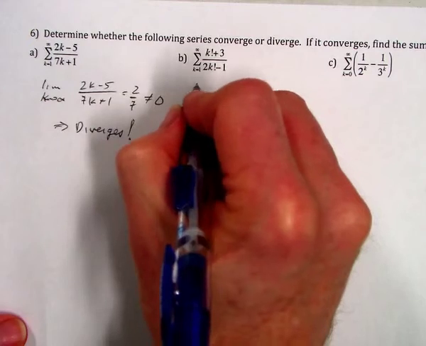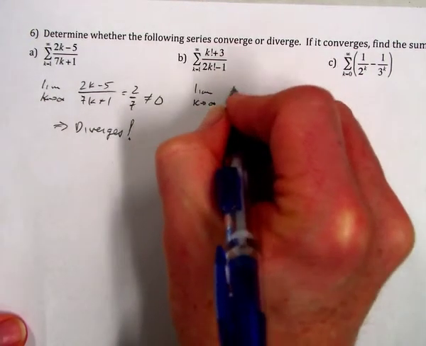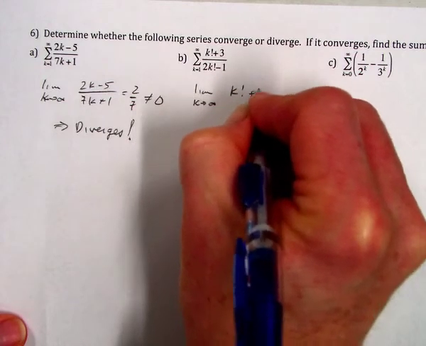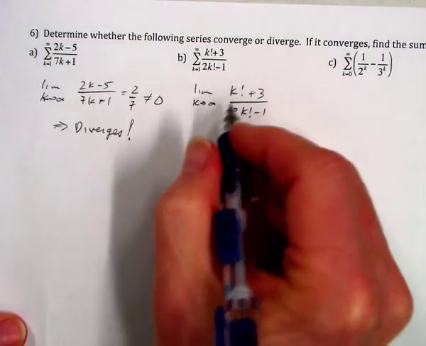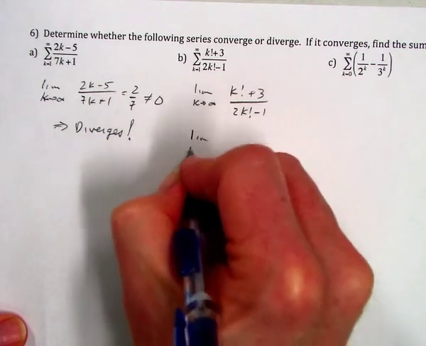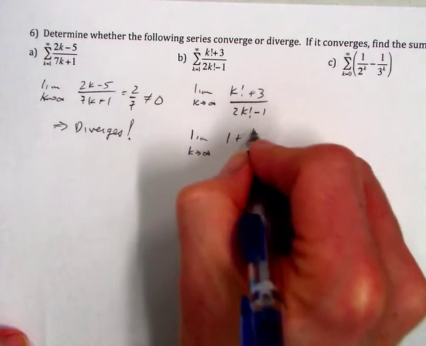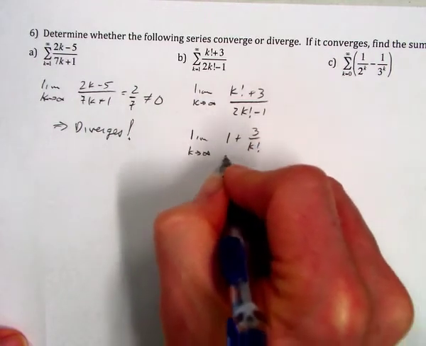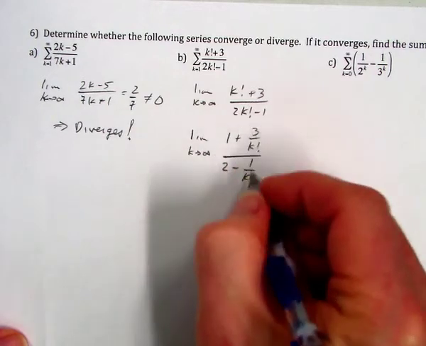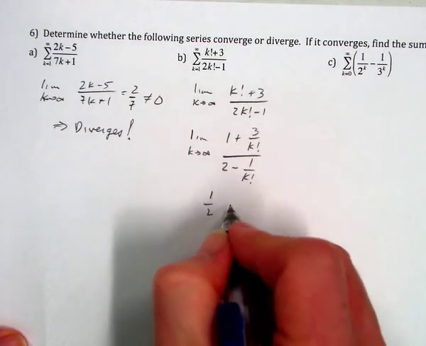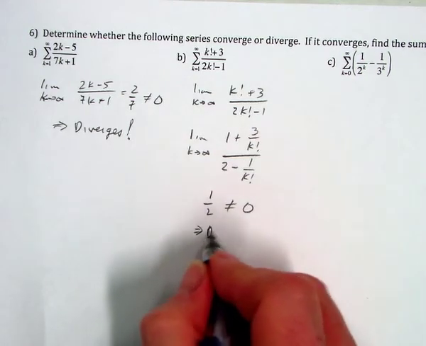Let's do it again, but something that looks a little bit more complicated. So we have the limit as k goes to infinity of k factorial plus 3 over 2k factorial minus 1. So what we could do here is divide each term by k factorial to get 1 plus 3 over k factorial over 2 minus 1 over k factorial. Those terms are going to 0, so this goes to 1/2. Again, that's not equal to 0, so this thing diverges.